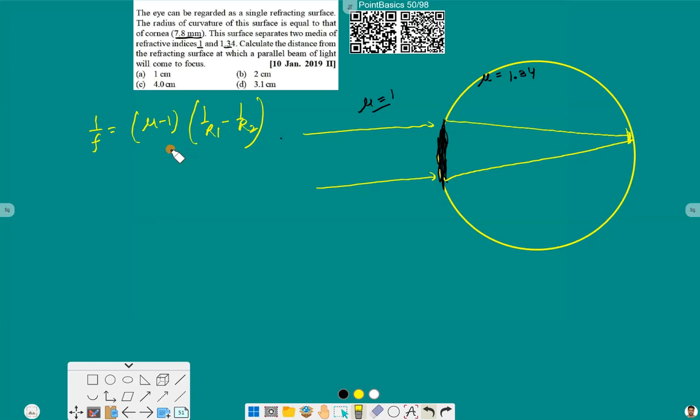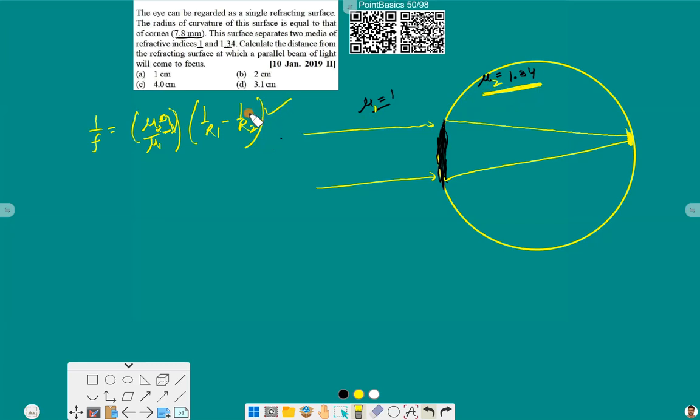Or we can also think that if it is mu2 and this is mu1, then we can apply mu2 by mu1 minus 1 into 1 by r1 by r2. So both of these formulas will not be applicable here. And what is the reason? Because here the light after getting focus is into the same medium. It is not leaving the medium.